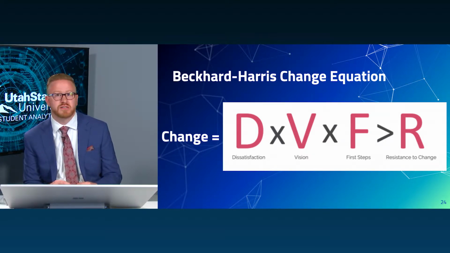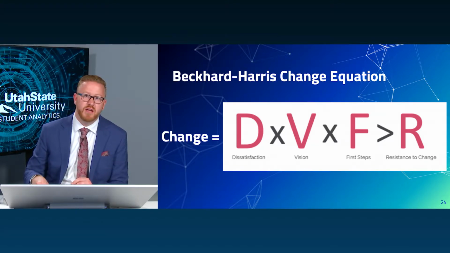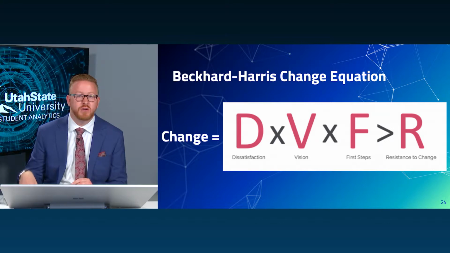work, optimized, innovative work. So the formula goes like this: change equals dissatisfaction times vision times the first steps, and all of those things must be greater than resistance to change. So dissatisfaction times vision times first steps must be greater than resistance, and then you actually get change. Now this is a factorial equation, right? So it's multiplicative, right? So D times V times F, which means if D or V or F zero out, even just one of them zeroes out, then the whole thing zeroes out and you don't see change.